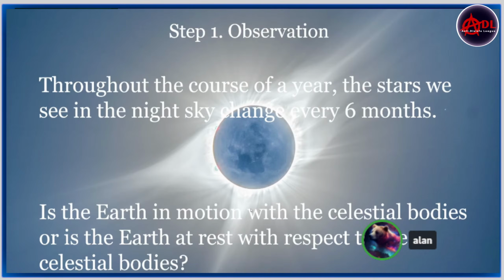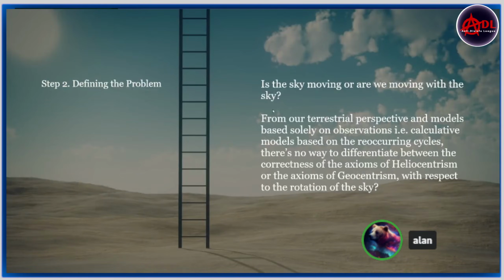Is the Earth in motion with the celestial bodies, or is the Earth at rest with respect to the celestial bodies? So we have two possible answers for our observation here. So, defining the problem: is the sky moving, or are we moving with the sky?